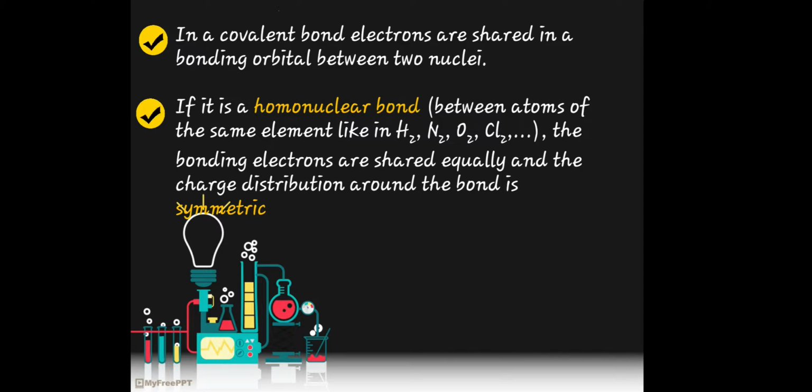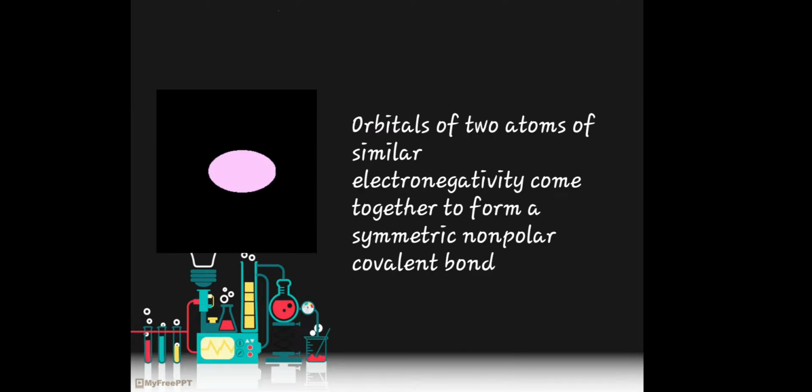And if it is the same elements, they share electrons equally, and in that process, it is called symmetric. When we say symmetric, the electrons are shared equally. So that is a homonuclear bond and the term symmetric. Let's move on. This is the explanation for the last slide: the orbitals of two atoms of similar electronegativity come together to form a symmetric nonpolar covalent bond.